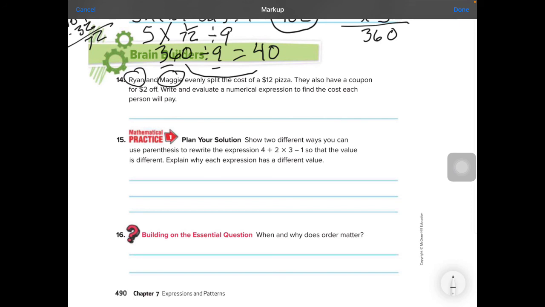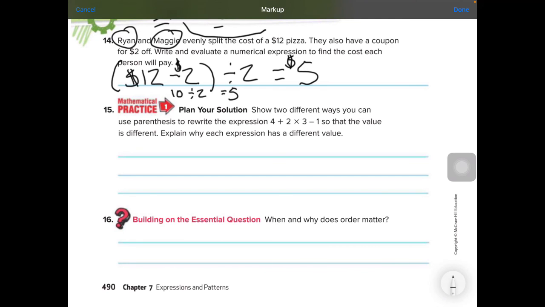Okay, so think about it. We have a $12 pizza, right? And they have a coupon. So we're going to take the coupon off by doing a subtraction problem. And we're going to group that together so we know we do that first. Okay? Then there are 2 bodies. 2 people. So 12 minus 2 is 10 divided by 2 equals 5. So each person will spend about $5 thanks to that trusty rusty coupon.